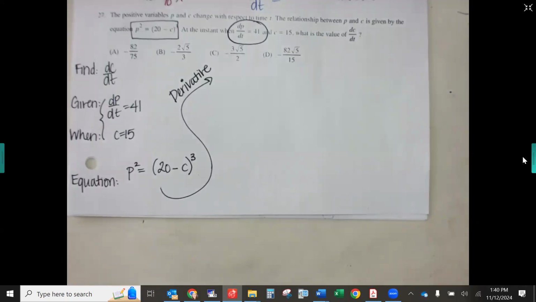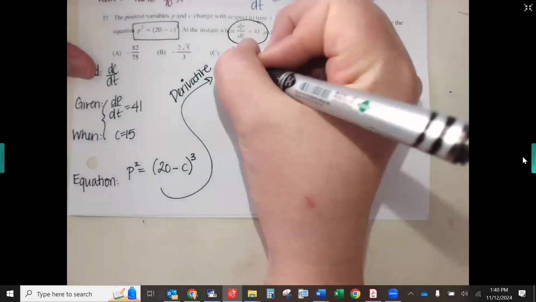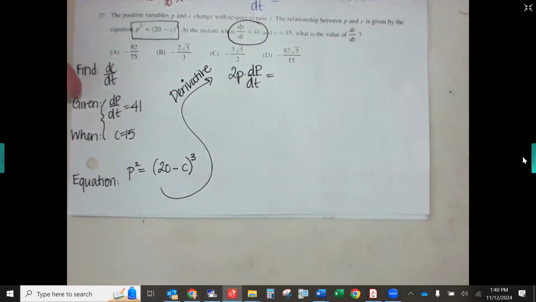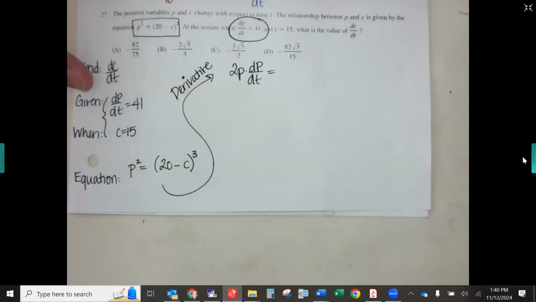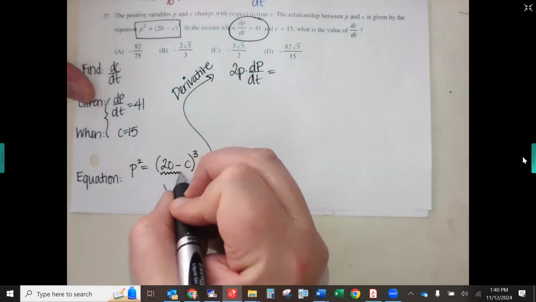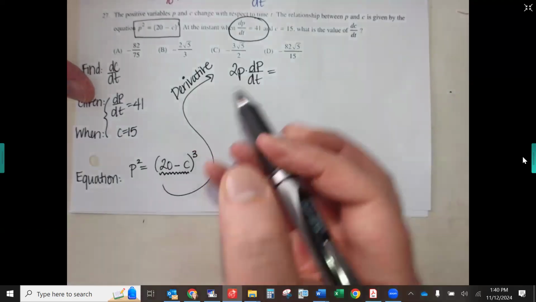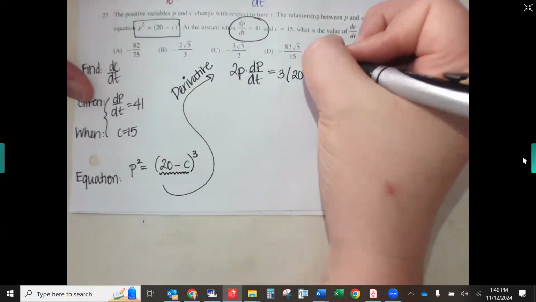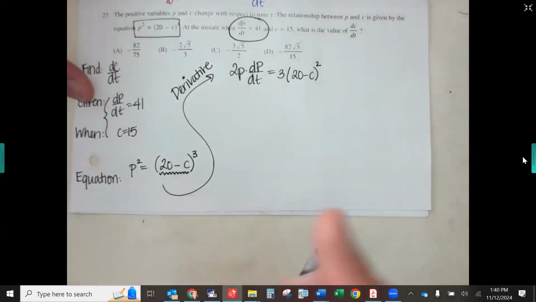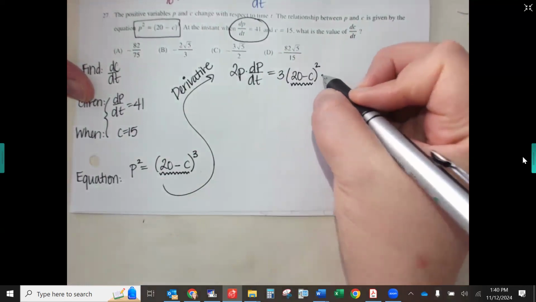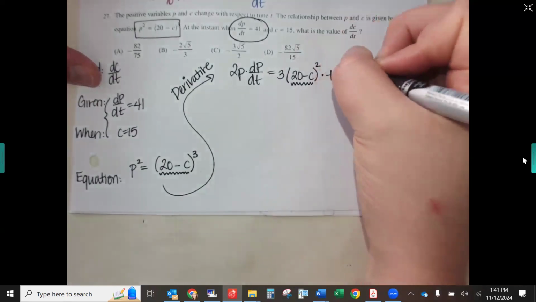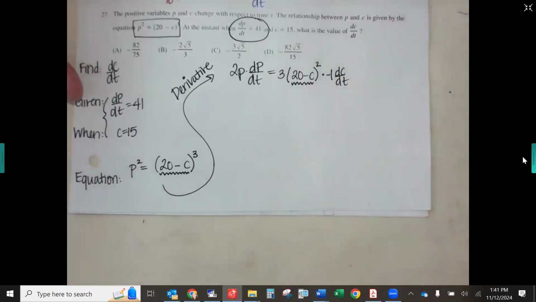All right, P squared, what's the derivative? Tell me. Yes, 2P DPDT. Okay, on the other side, what rule were you supposed to use? Chain rule, very good. This is the core, so I'm going to take the derivative around it. The 3 goes to the front. What's the new power on my 20 minus C? Now it's squared, but then I have to multiply by the derivative of the 20 minus C. What's the derivative of 20 minus C? Minus 1. Good job. Great.